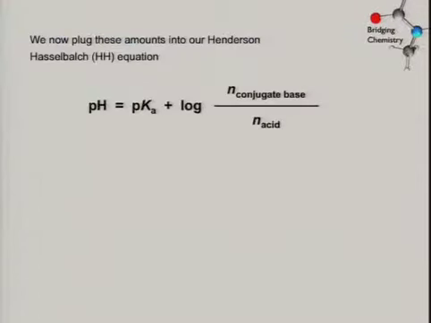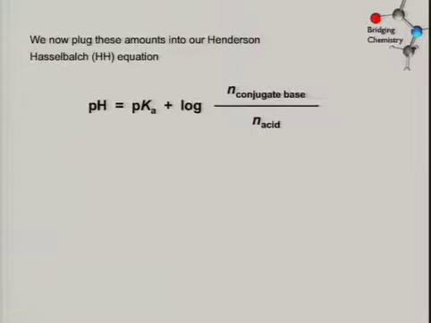Then we can just write out our Henderson-Hasselbalch equation, and we write it in the form where we have amounts, because that's what we've worked out now. You could convert those back to concentrations if you wanted, but then that's another two calculations, right? You can just stay with the amounts and you'll be fine.